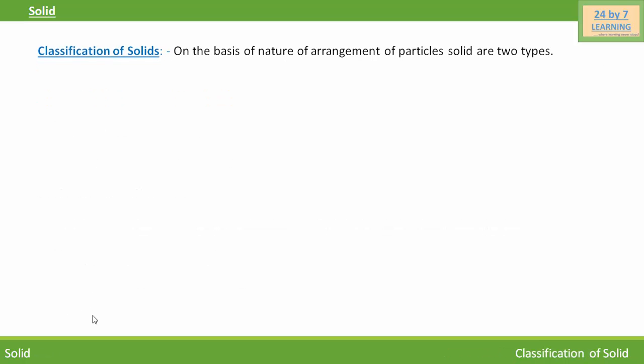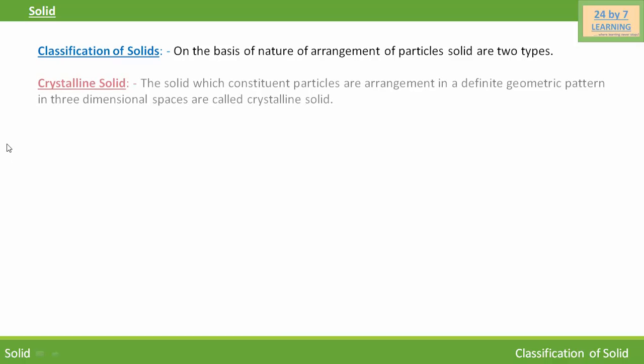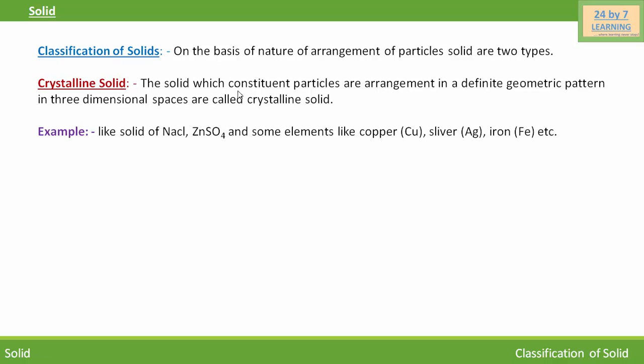How can we classify solids? On the basis of the nature of arrangement of particles, solids are of two types. First, crystalline solids. The solids whose constituent particles are arranged in a definite geometric pattern in three-dimensional space are called crystalline solids. In other words, a substance whose constituent particles are arranged in a regular fashion is called a crystalline solid. Examples include solids like NaCl, ZnSO4 and some elements like copper, silver, iron, etc.